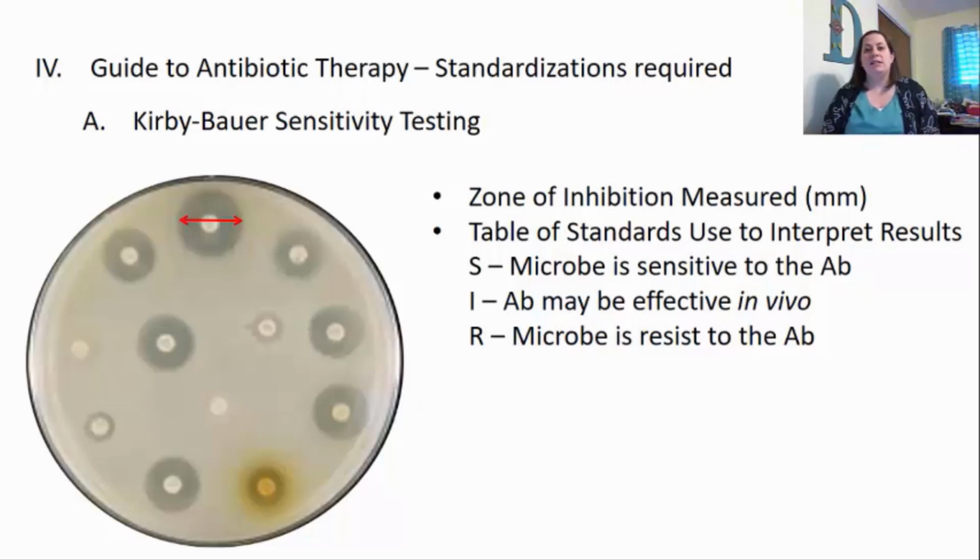When we place these discs that have the antibiotics present in them, we want to measure the zone of inhibition, and we're going to measure these in millimeters. So there are some tables that are standards that are used to interpret results, and depending on how many millimeters are present for that particular antibiotic with that particular pathogen determines if this is what we would consider an S, where the microbe is sensitive to the antibiotic, an I, where the antibiotic may be effective in vivo, and an R, where the microbe is resistant to the antibiotic. So it helps us give them certain kinds of terms or labels.